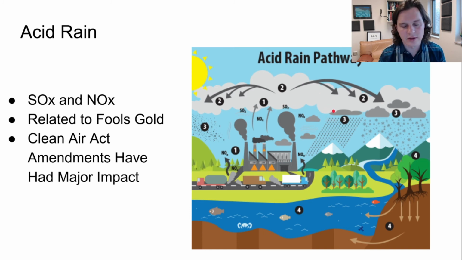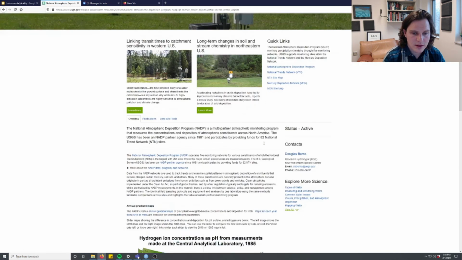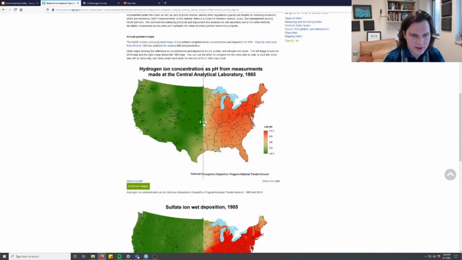And this is a major environmental impact that has been around for a really long time, but it's also one of those positive environmental stories: we found out about acid rain being a major problem in the 80s, and we adjusted the Clean Air Act, and it's had a really major positive impact. So we can check out the USGS real quick. And we can use their sliders here to look at the hydrogen ion concentration as pH throughout the nation. So red is a low pH, and this is 1985 on the left, and then when I slide it over here, it's 2018.